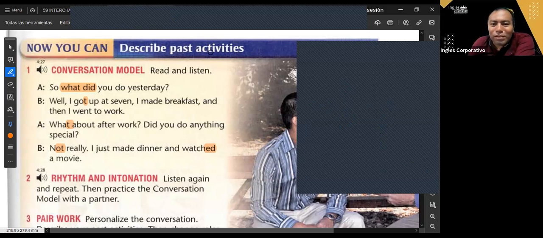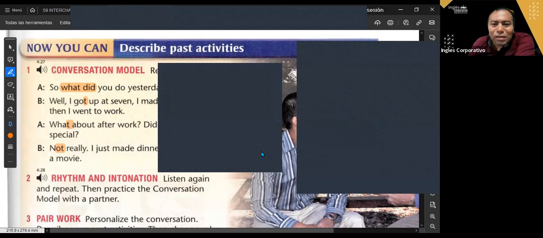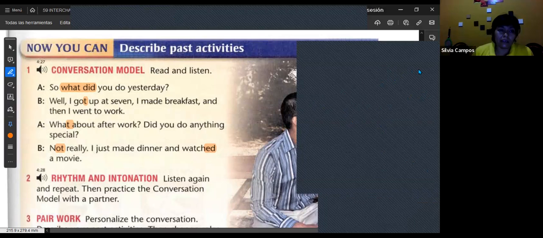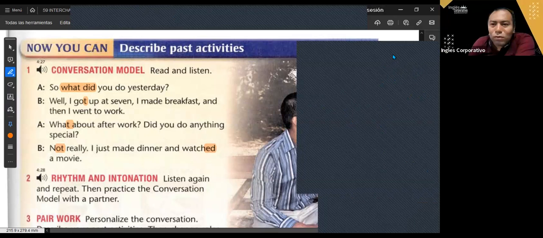Vamos a ver, who are here right now? So, Silvia Campos and Ana María García, can you practice the conversation? Can you practice the conversation? So, what did you do yesterday? What did you do yesterday? William Alfredo, when I said breakout room, al room number 1, William? So, what did you do yesterday? Yes. What did you do yesterday?